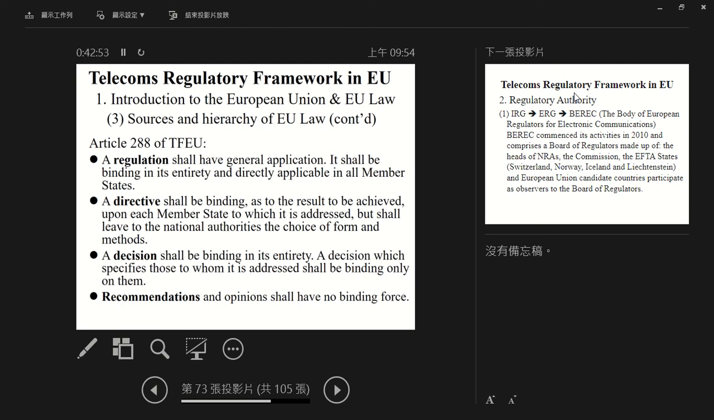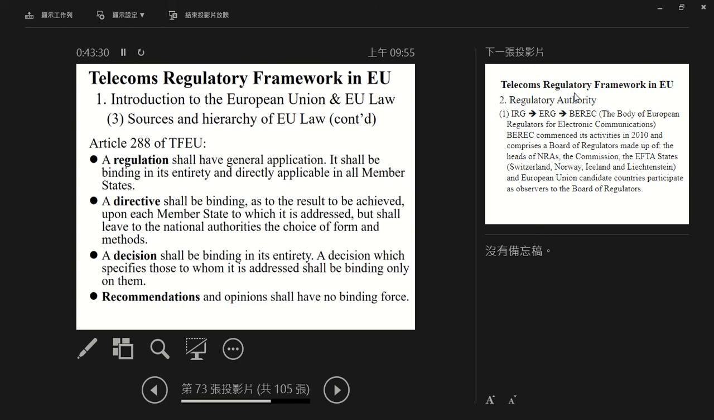But this decision should be binding in its entirety, which means all the content of the decision is binding. Not just the text, but also all the parties in this case are under the power of that decision. A decision which specifies those to whom it is addressed should be binding only on them. This is just what it says here.